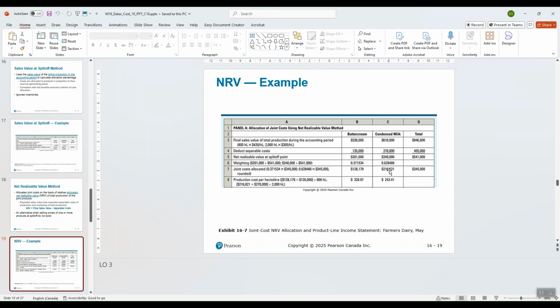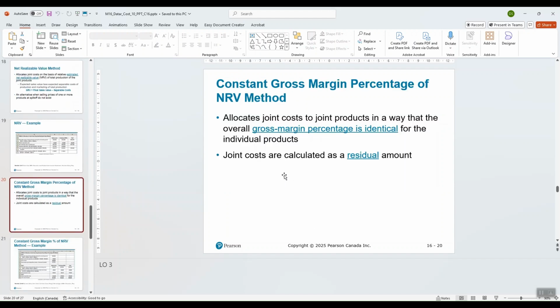And then we do the same thing here. We take 270 plus 216 divided by 2000 hectoliter, and that gives me 243. And then you compare what you're charging your customer: this is the cost, this is what I'm charging, 305. This is the cost, 328, and what I'm charging is 420. So you see that there's a margin there. This is also a very popular method, but it does require some calculation for the allocation purposes.